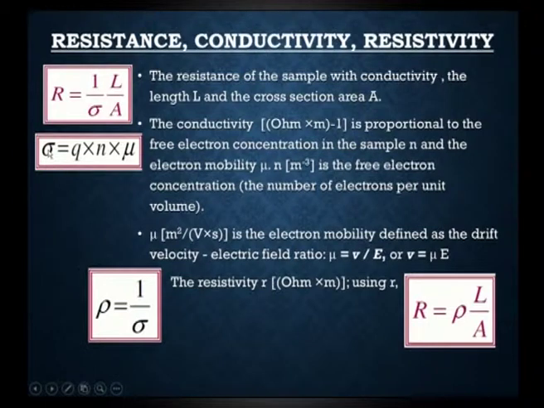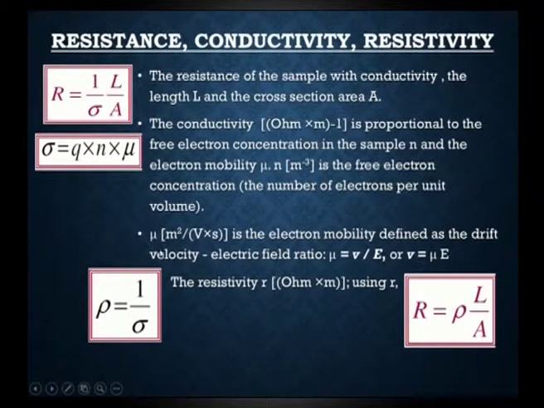So the conductivity is directly proportional to the free electron concentration N and the electron mobility μ, where N, per cubic meter, is the free electron concentration, and Q is the charge of the electron.